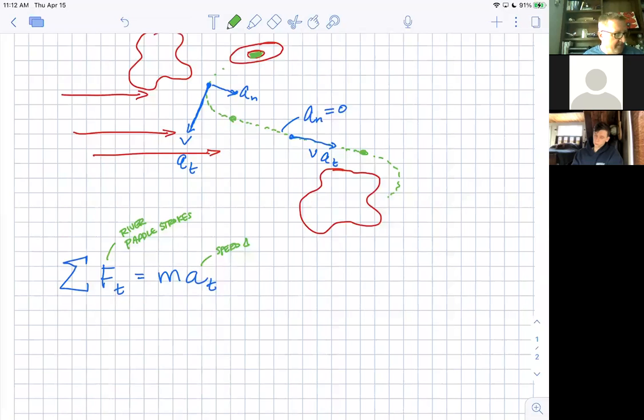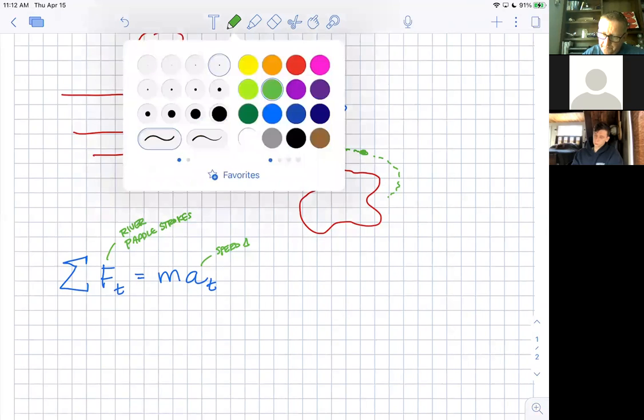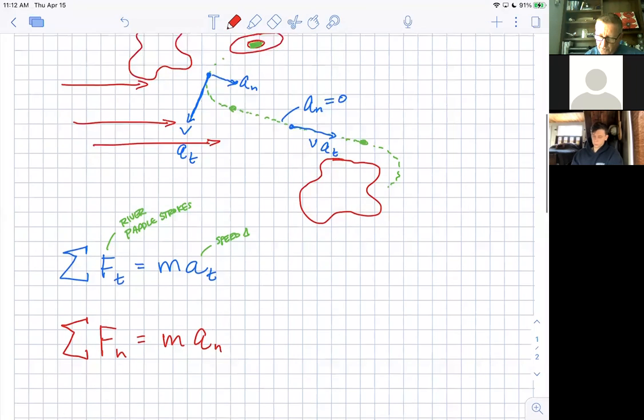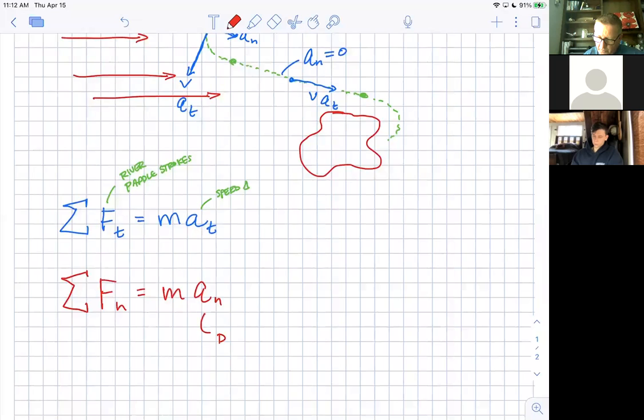But secondly, that's also true for your normal. Whole nother set of formulas based on normal. And again, what we're talking about here is changes in direction. This is a direction change.